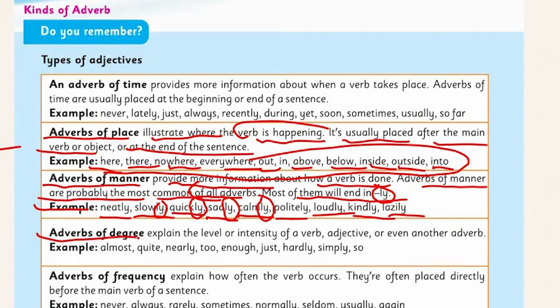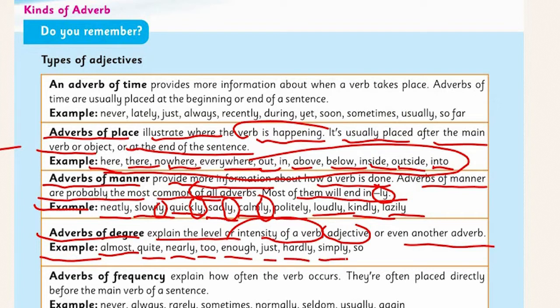And the adverbs of degree explain the level or intensity of a verb. कि उसकी verb की या action की intensity क्या है, या adjective की किस level तक वो काम हो रहा है. And other adverbs like almost, quite, nearly, too, enough, just, hardly, simply, and so.